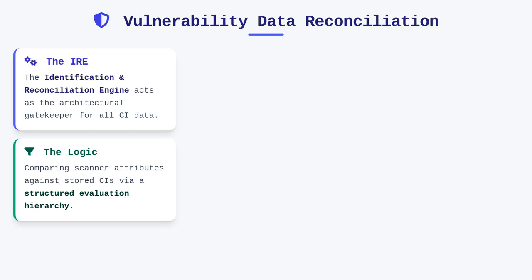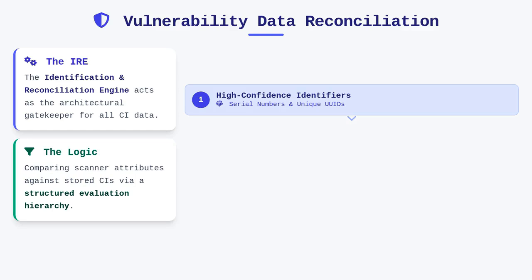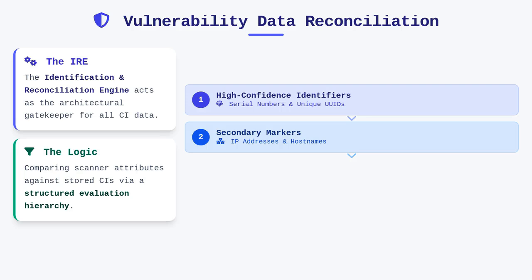At its core, matching is governed by lookup rules that compare attributes provided by the scanner against attributes stored on existing CIs. If you look at standard implementations, you will notice that this is not a single pass check, but a structured evaluation hierarchy. The engine first attempts to find a match using high-confidence identifiers, such as a serial number or a unique system UUID, before falling back to less specific markers like IP addresses or host names.